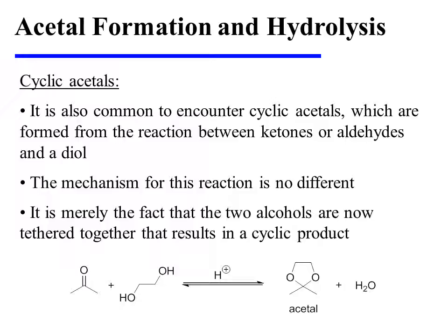It is also common to encounter cyclic acetals, which are formed from the reaction between ketones or aldehydes and a diol, such as this one. The mechanism for this reaction is absolutely no different than the mechanism we have considered thus far. It is merely the fact that the two alcohols are now tethered together that results in the formation of a cyclic product.